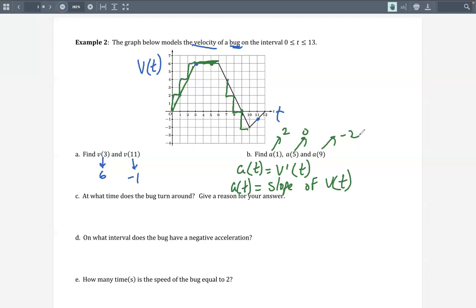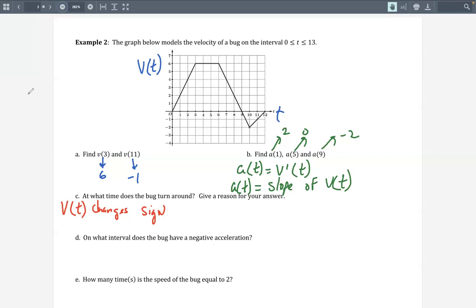Okay, next question, C. At what time does the bug turn around? The bug turns around by definition. We'll start with the reason. The definition of turning around is when the velocity has a sign change. So turning around is when the velocity changes sign. Okay, so let me clear off some of my scribbles here. So where does the velocity change sign?